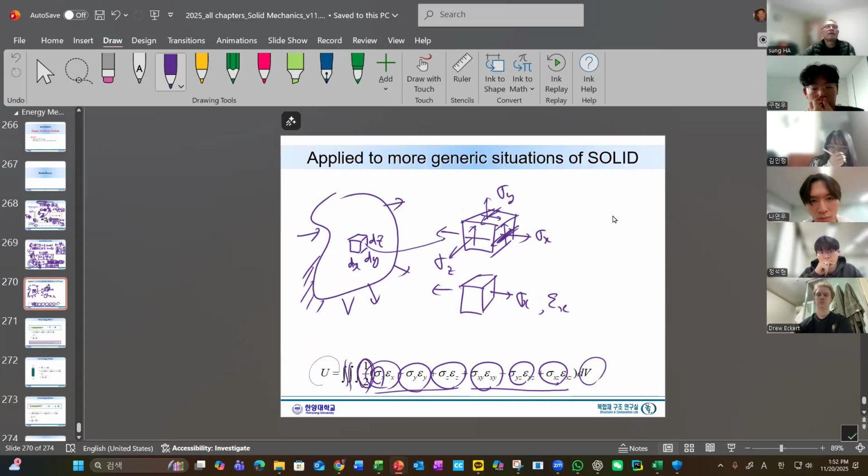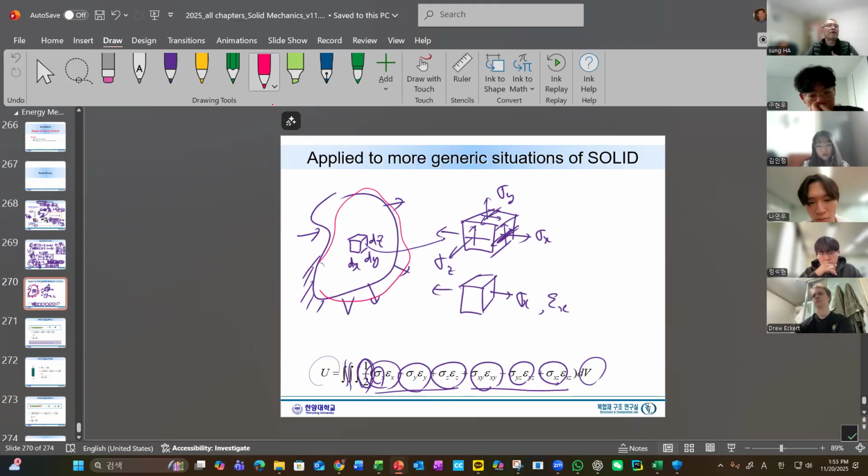Okay, so the point is that when this solid is subject to all different types of stress and strain inside the body, the body will deform like this, right? This is a deformed body.